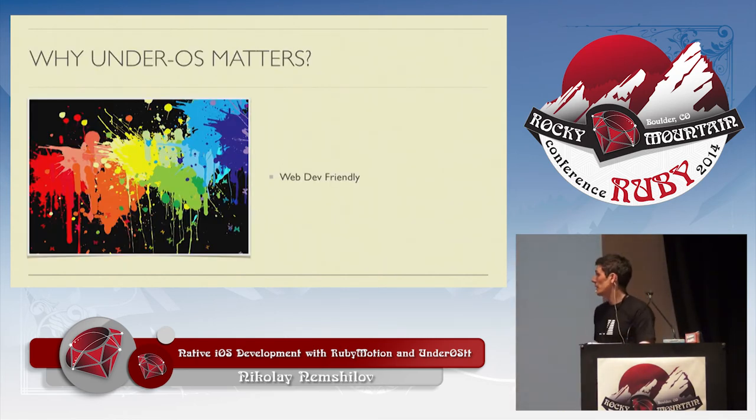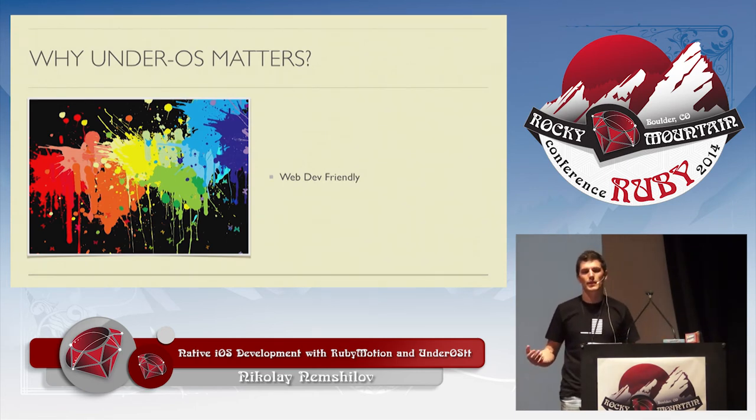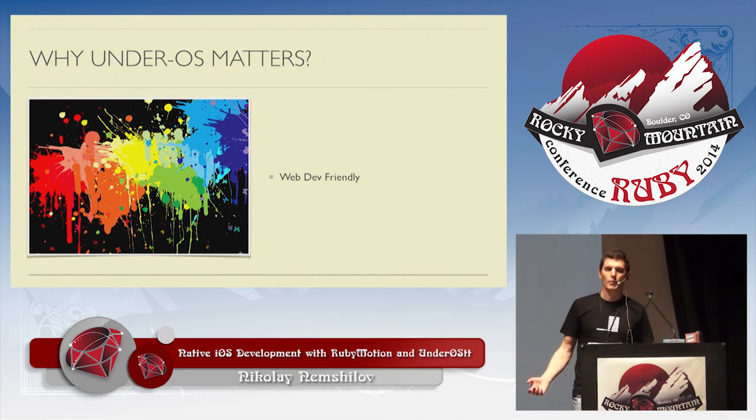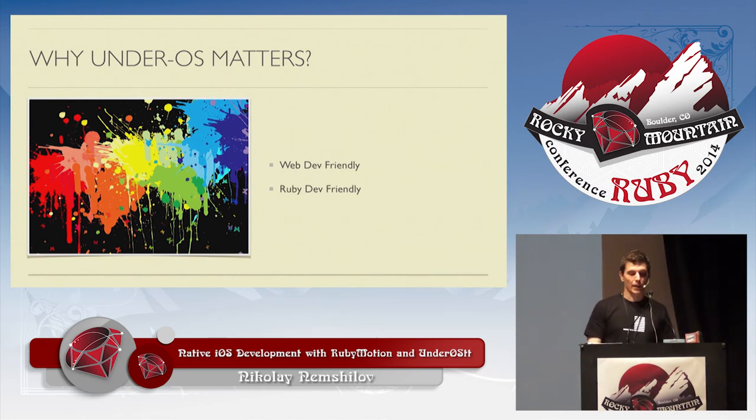So why does it matter? Because it is friendly for web developers. It reduces your initial learning curve. You can quickly start building things. You can ship it on the App Store, and no one will know how you built it. As far as they are concerned, it will be a completely native application. But it will greatly reduce your initial learning curve. It is Ruby friendly.